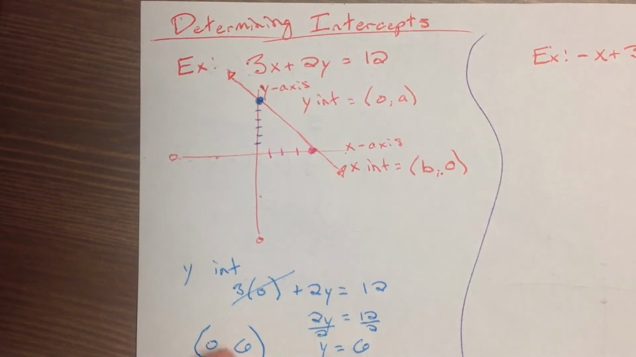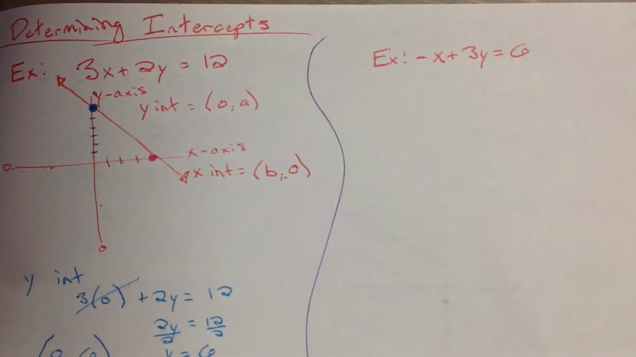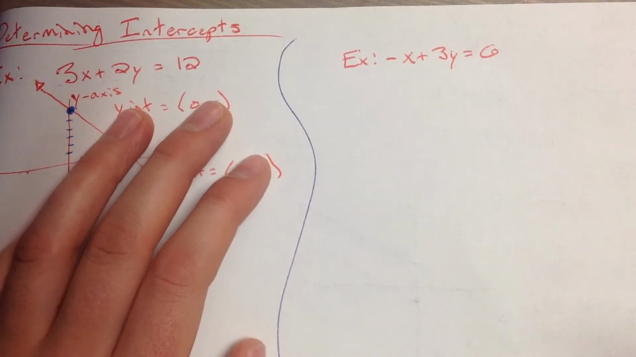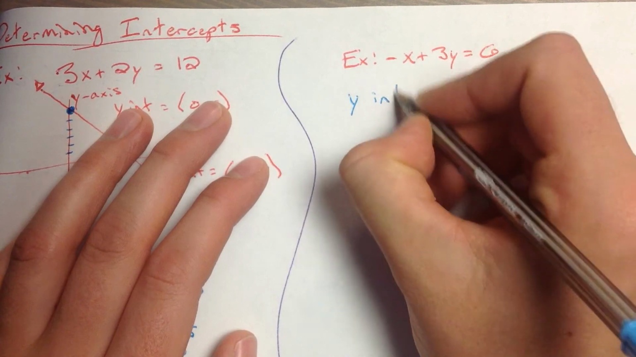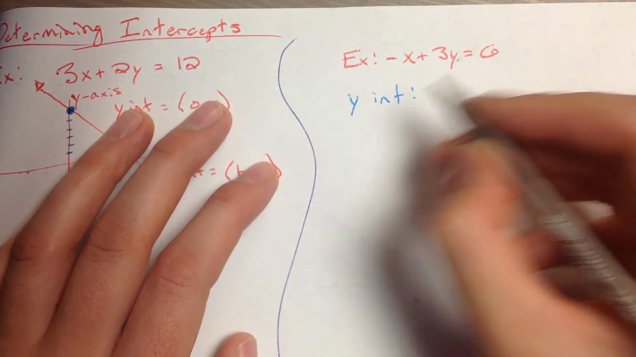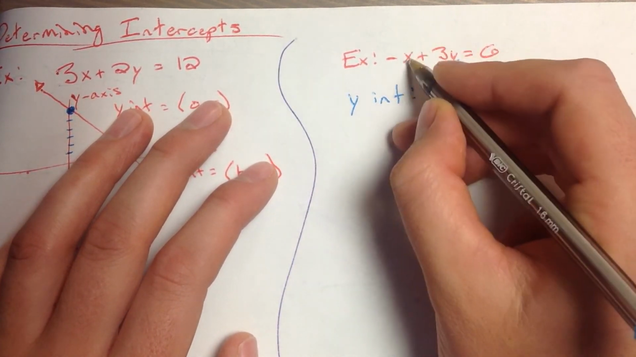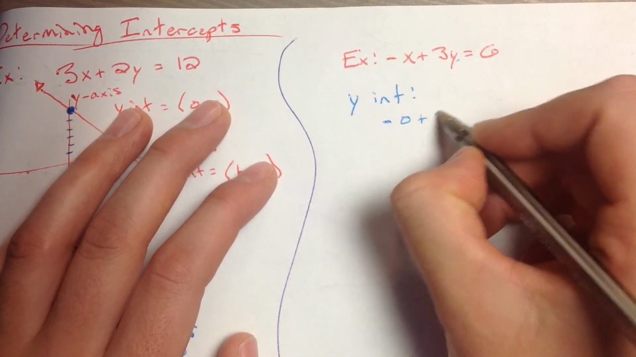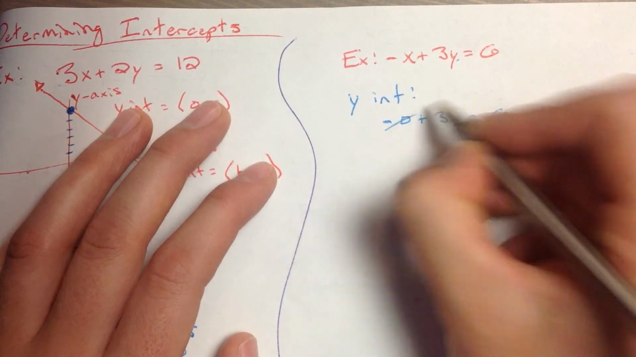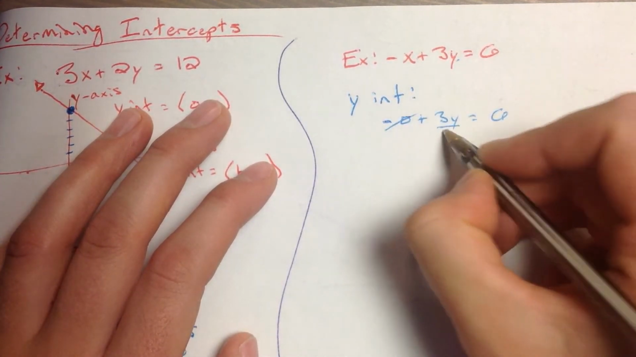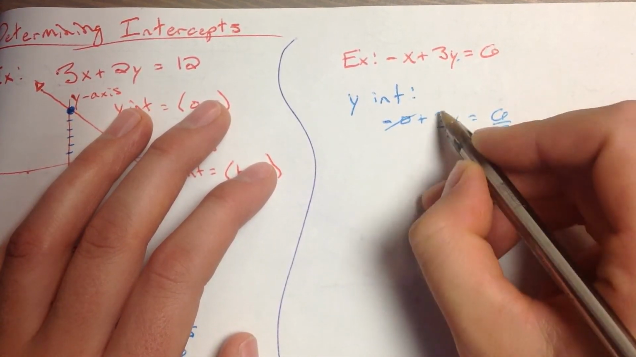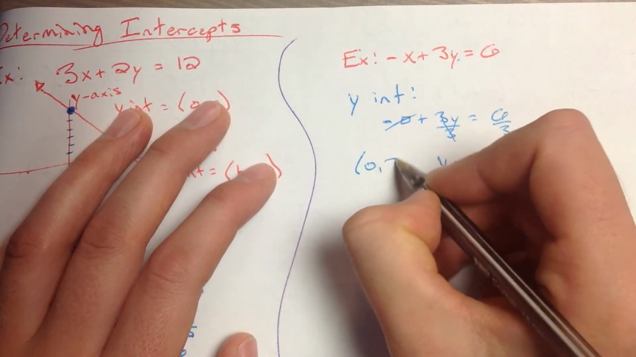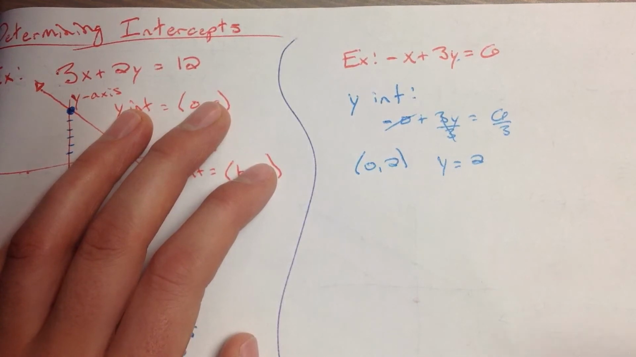Let's do another example of finding intercepts. So given this equation, to find the y-intercept, we make x 0. So negative 0 plus 3y equals 6, so this goes away. Divide by 3, y equals 2. So the point 0, 2 is our y-intercept.